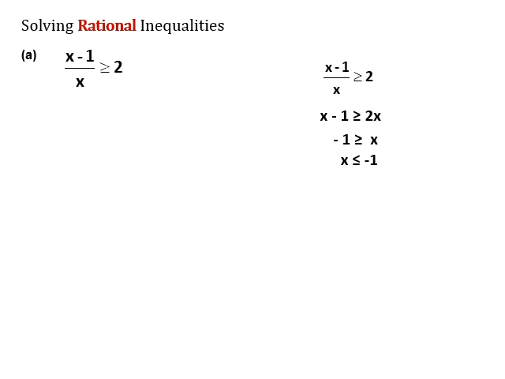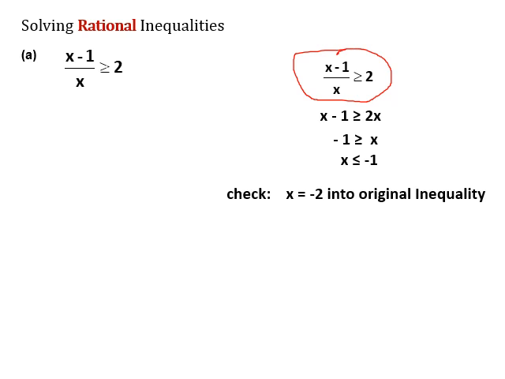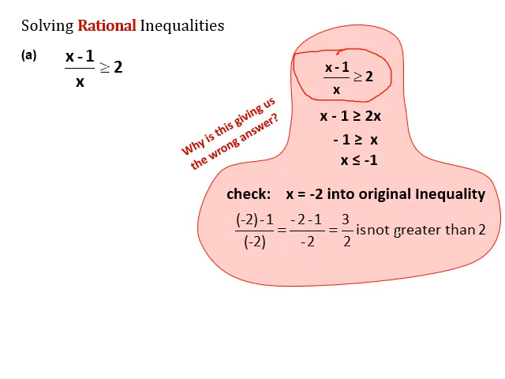And then we want to check this answer. So let's take a value that is less than -1. So I'm picking -2, and I'm plugging it into the original inequality to check it. And so when I do plug -2 in, I end up getting -3 over -2, which is 3 over 2. And then that should be greater than 2, and it's not. 3 halves is not greater than 2. So something's going on here. This solution does not work.